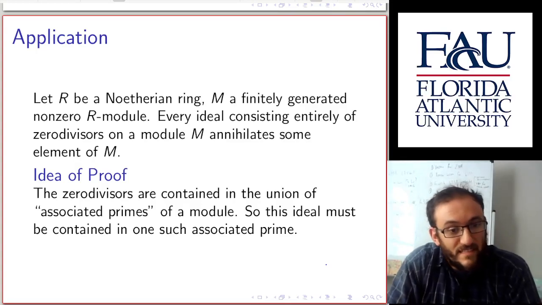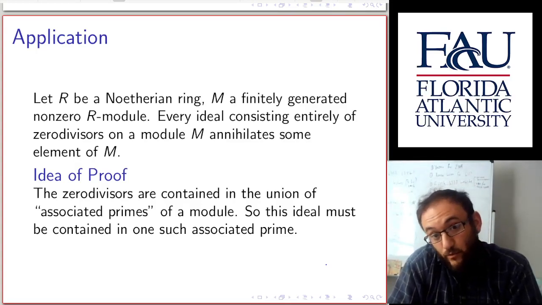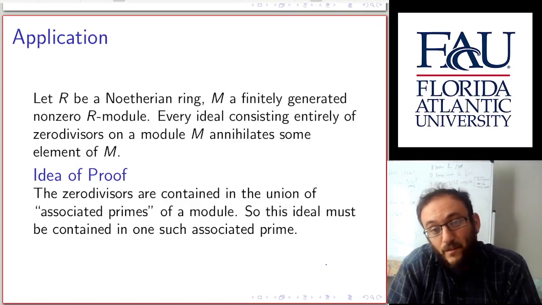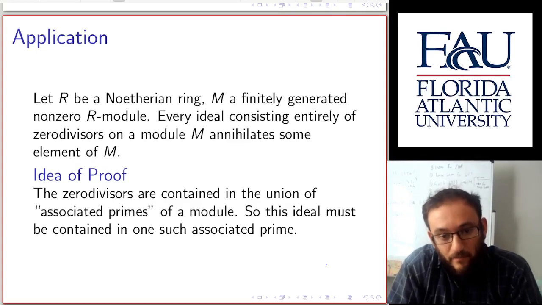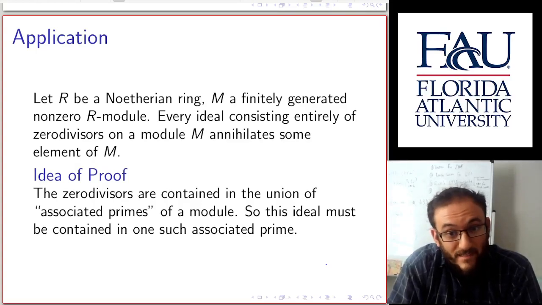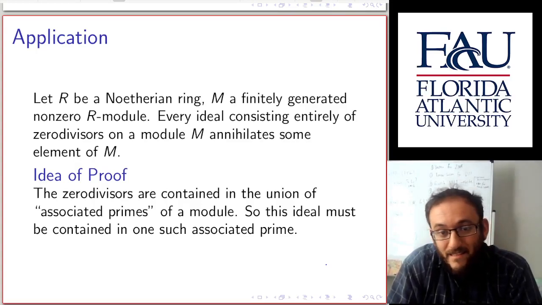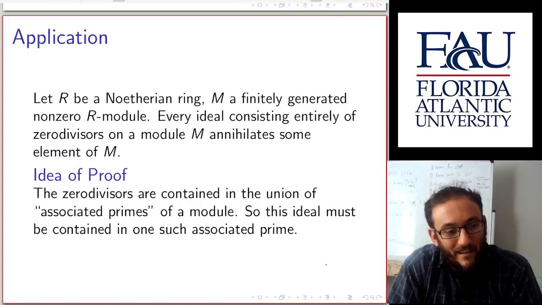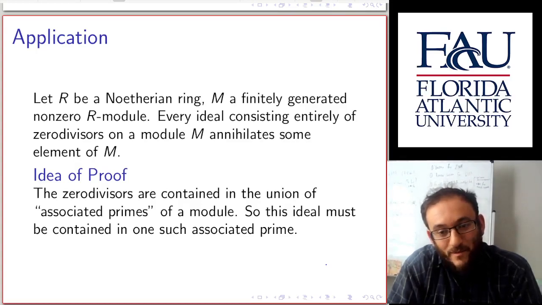And the idea of the proof is that the zero divisors are contained in the union of associated primes of a module. So the ideal must be contained in one such associated prime by virtue of the prime avoidance lemma. And hopefully that exercise in ideals in commutative rings was fun for you. And we'll see further applications of both of these as we continue in the course.